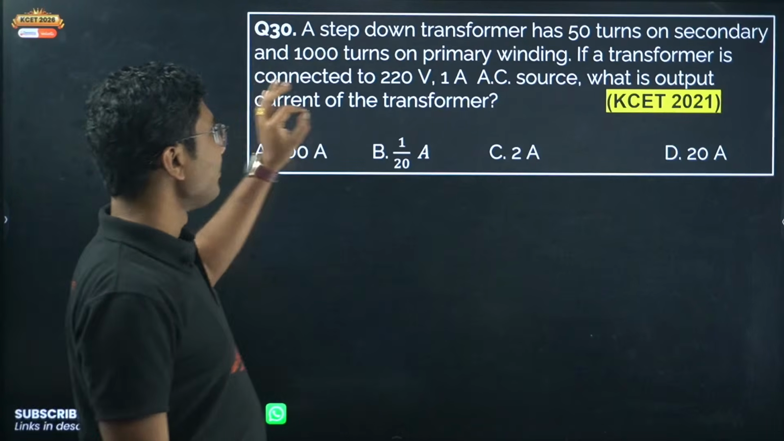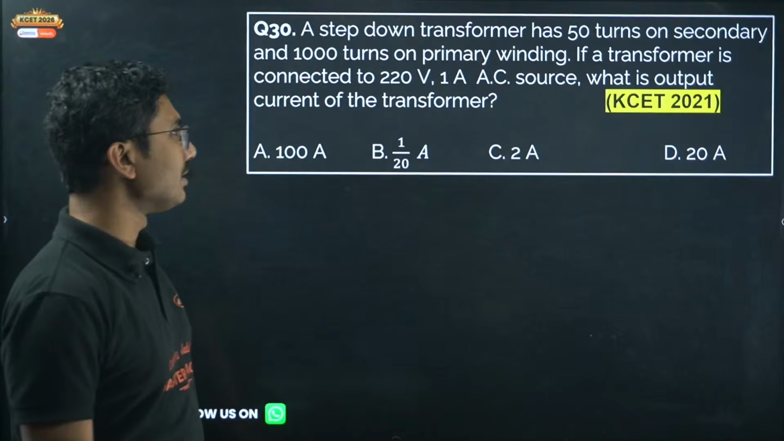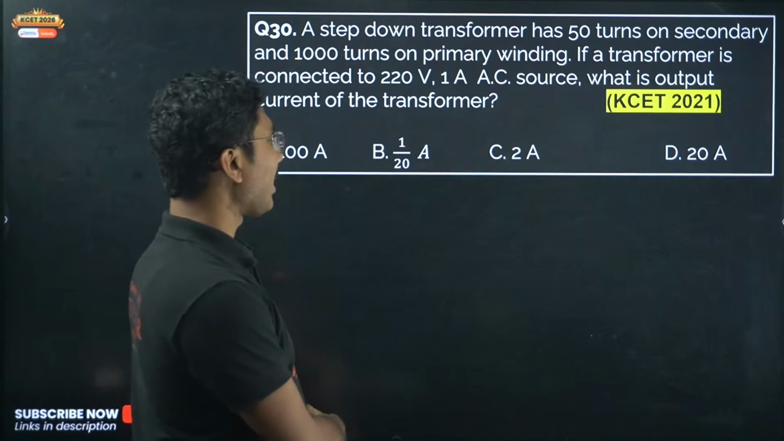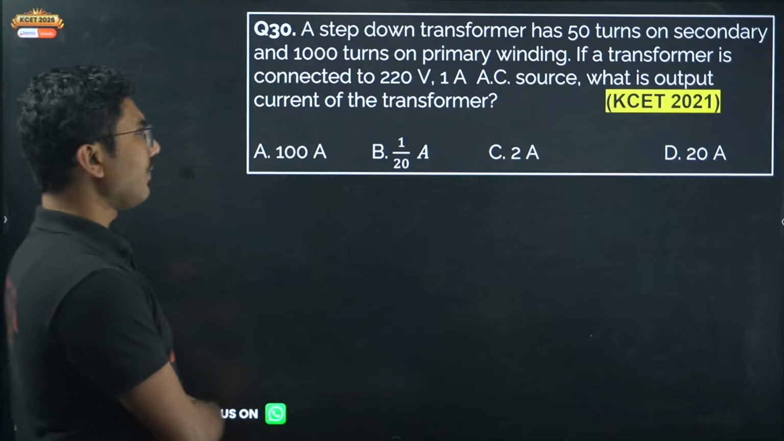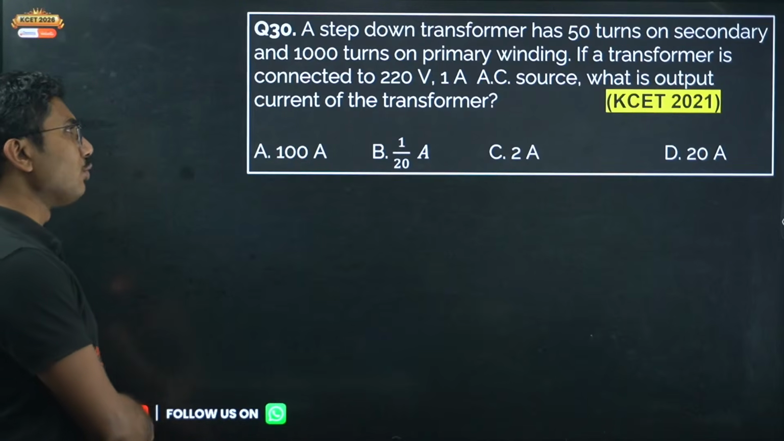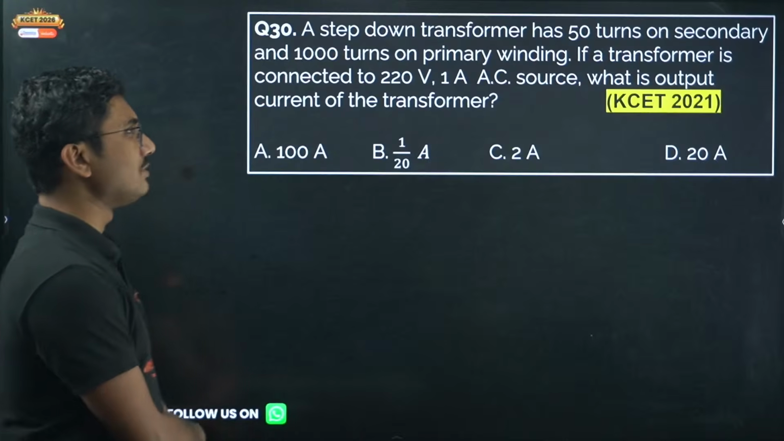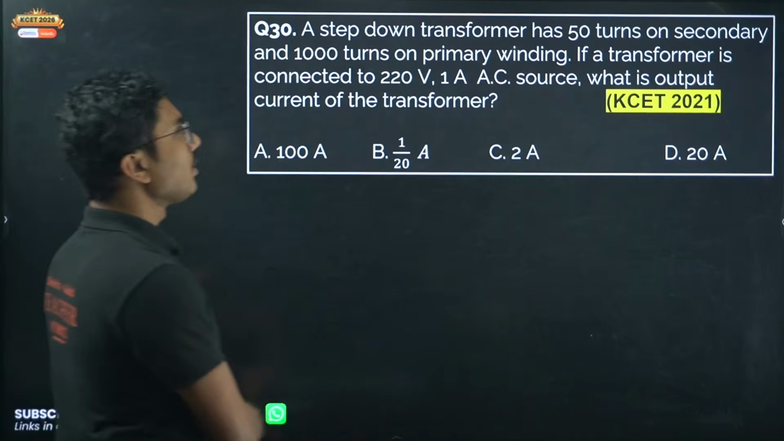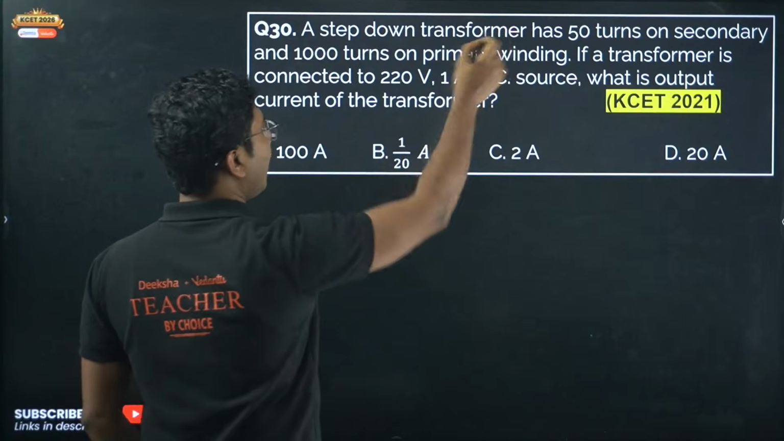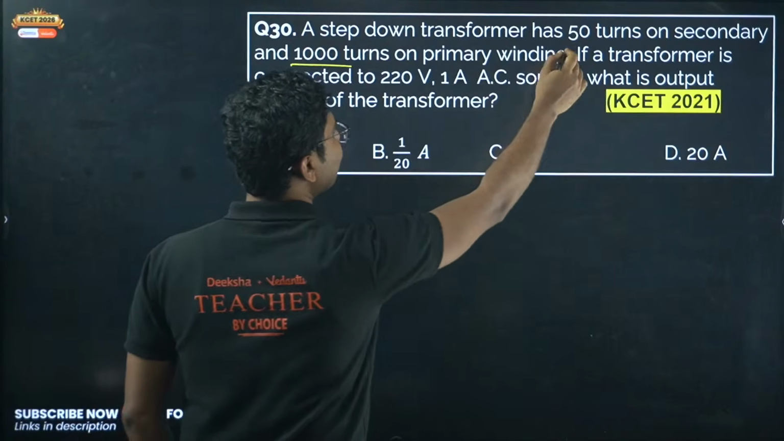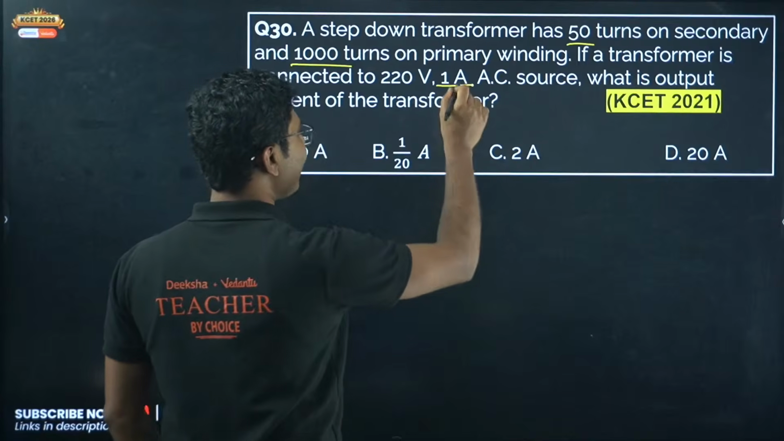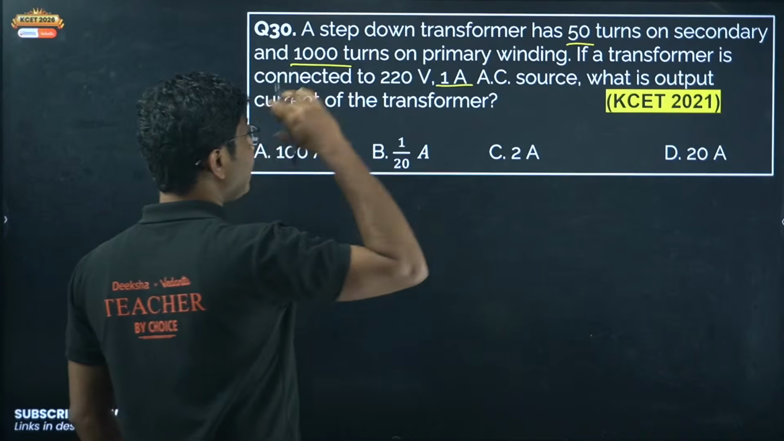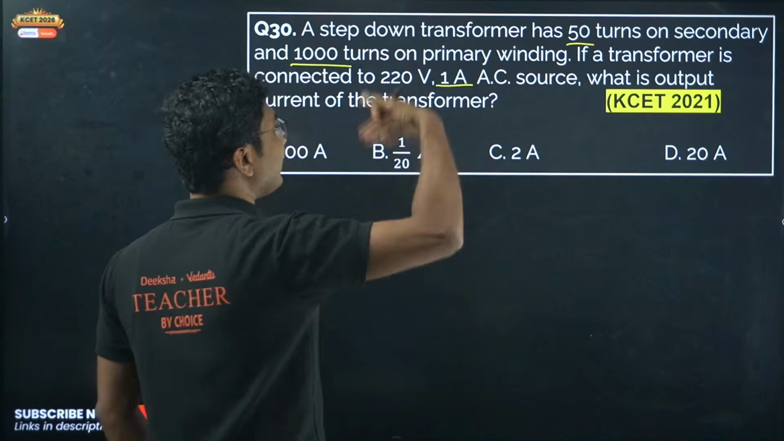A step down transformer has 50 turns on secondary and 1000 turns in the primary windings. If a transformer is connected to 220 volt 1 ampere AC source, what is the output current of the transformer? Okay, so primary turns is 1000, secondary turns is 50, current itself is given, and they directly ask you what will be the current. So as you can see, it's a step down transformer, so current will increase.